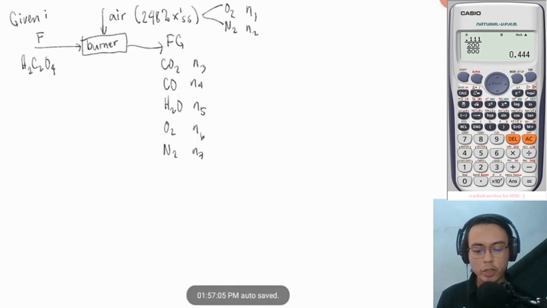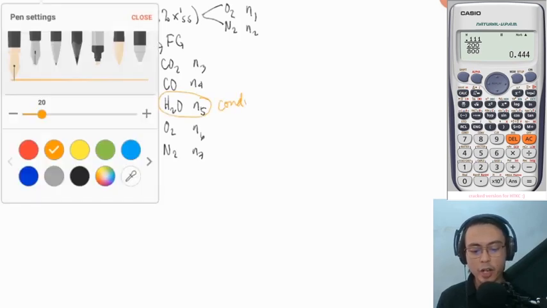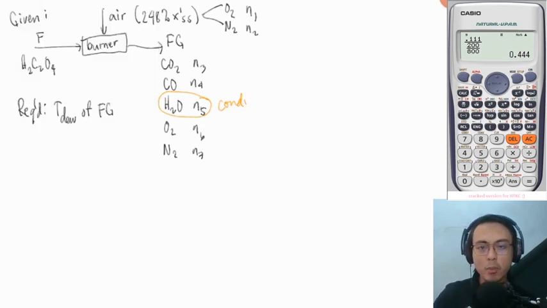So we are required to determine the dew point of the flue gas. Now, if you take a look at your flue gas, you only have one condensable component in there, and that is water. So let me highlight water. All of the rest you consider as non-condensable. For these types of problems, you just need to know the mole fraction of water in your flue gas stream, then you're good. You can already determine the dew point temperature. Okay?